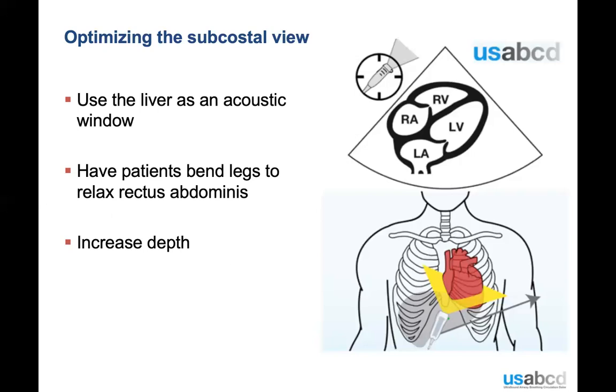and further away. If the patient's able to participate, you can have them bend their legs or relax their rectus abdominis muscle to get this picture. Of course, if you have the patient at a slight incline and you're doing the rest of your cardiac exam that way, laying the patient flat is usually going to help with that subcostal view so that you can push underneath that subxiphoid process. And then don't forget to increase that depth to be able to see the heart.